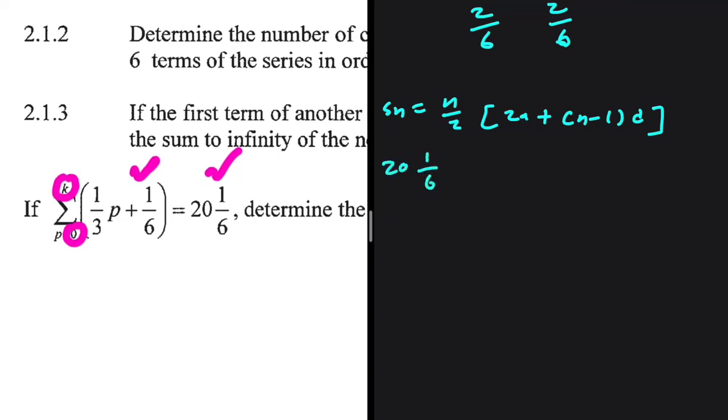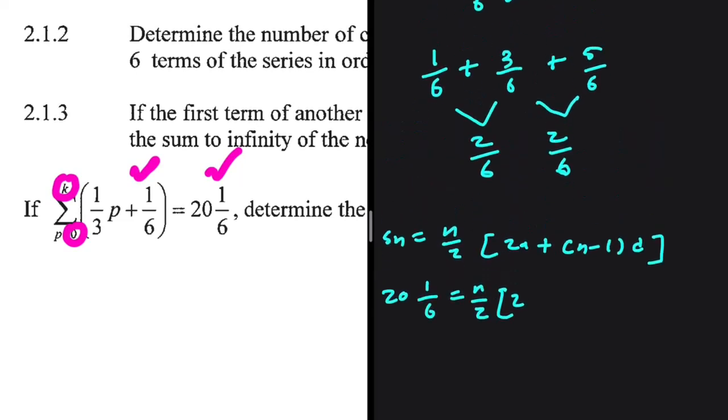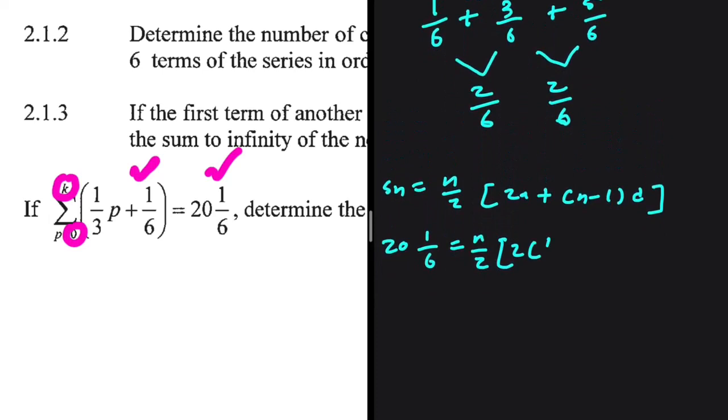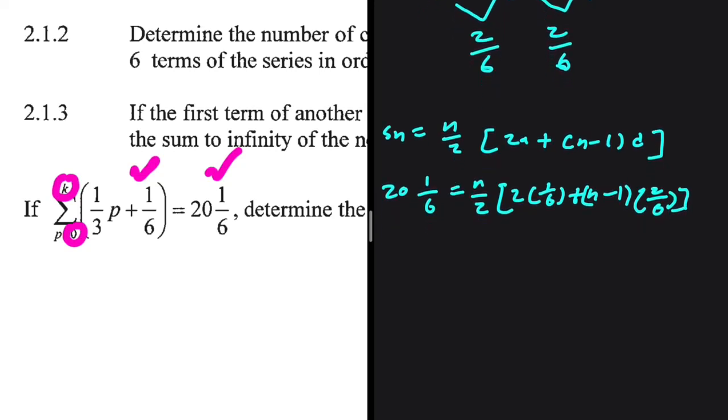21 divided by 6 being equal to n. N is what we're interested in. Multiplied by 2a. A is the first term, which is 1 divided by 6, plus n minus 1 multiplied by the difference, which is 2 divided by 6. So 21 divided by 6 is the same as 20 multiplied by 6. That is 120. Plus 1, so this is 121 divided by 6.